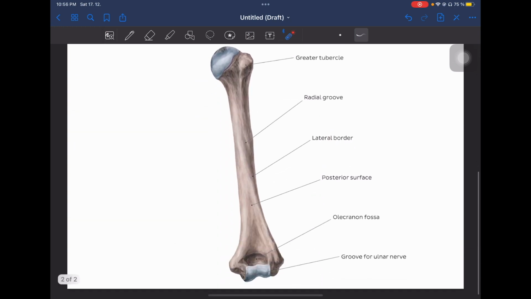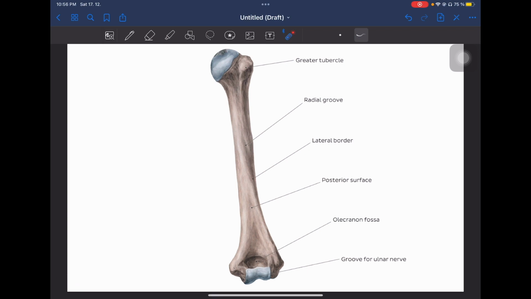For the posterior view of humerus, we can still see the head of humerus, the anatomical neck, the surgical neck, but we can't see here lesser tubercle, we only can see greater tubercle. Another thing is the radial groove. The radial groove is here, it's a line on humerus.